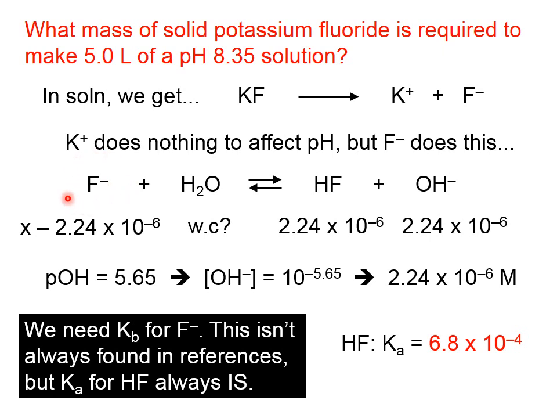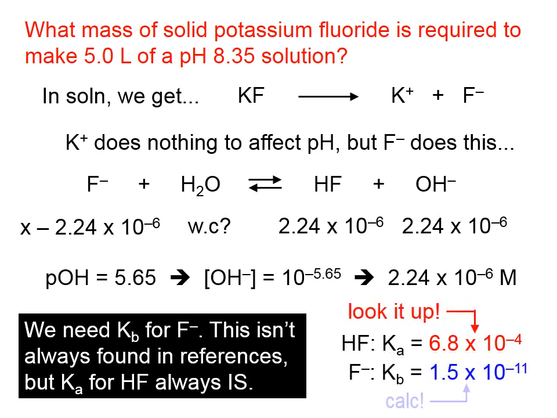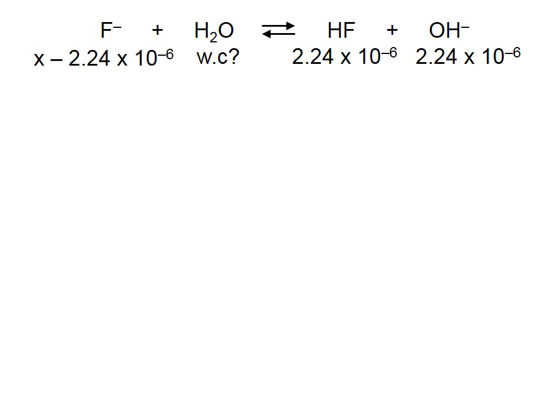So we need the Kb for F⁻, which is related to the Ka for HF, in that the product of those two is 1 times 10 to the negative 14th. So we look up the Ka for hydrofluoric acid, and then from that, we calculate the Kb for the fluoride ion, which is what we need, 1.5 times 10 to the negative 11th. Don't rewrite any of this. I've just recopied what came from the previous slide that is relevant to this slide.